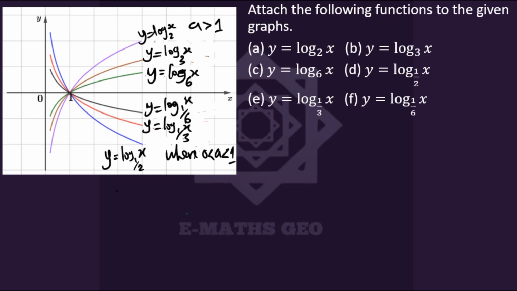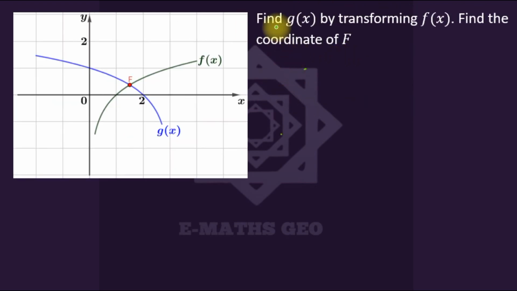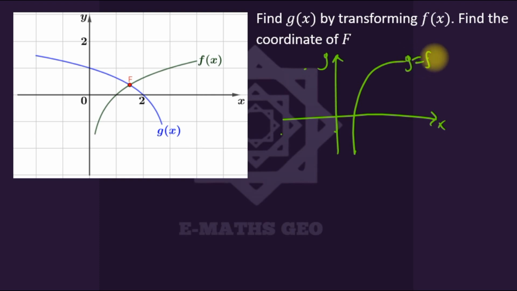So let's move to another one. We are asked to find g(x) by transforming f(x). Find the coordinates of f. So there is what we call graph transformation. If you have a function, let me use a log function, maybe y equals f(x), this is the intercept 1. If I multiply x by minus 1, this function is now y equals f(-x). So whenever you multiply x by a negative, it will be reflected about the y-axis.